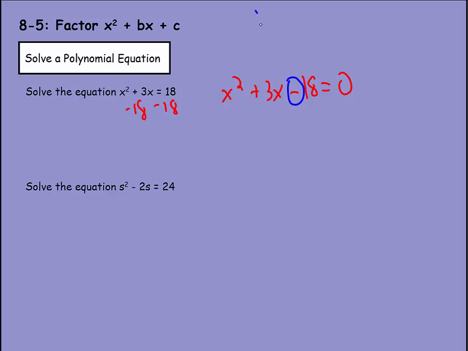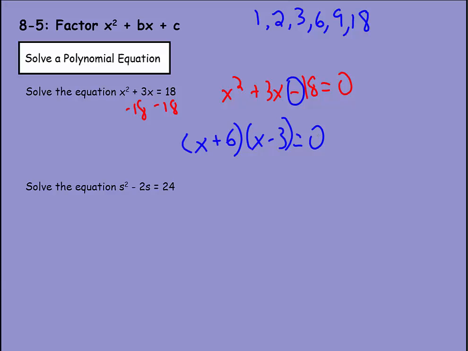So let's list off the factors of 18: 1, 2, 3, 6, 9, and 18. Since b is positive, I'm looking for a positive number that's 3 bigger than the negative number. Well, 6 is 3 bigger than 3, so I'd have a positive 6 and a negative 3. So if I write this out, it'd be x plus 6 and then x minus 3, and that equals 0.